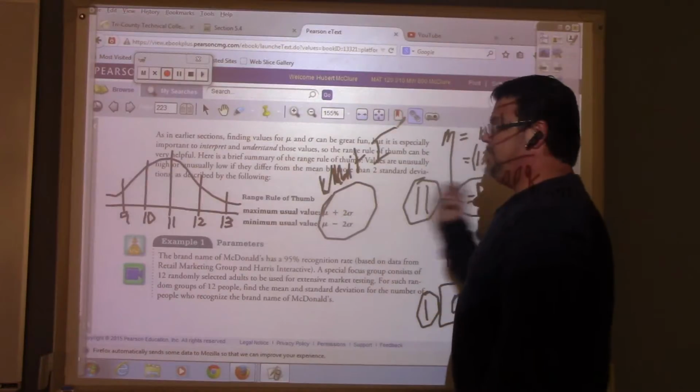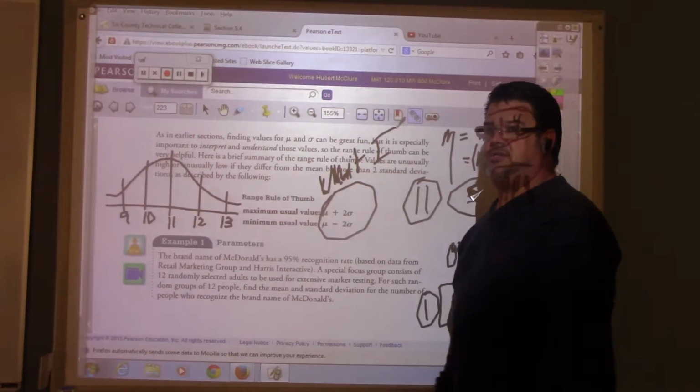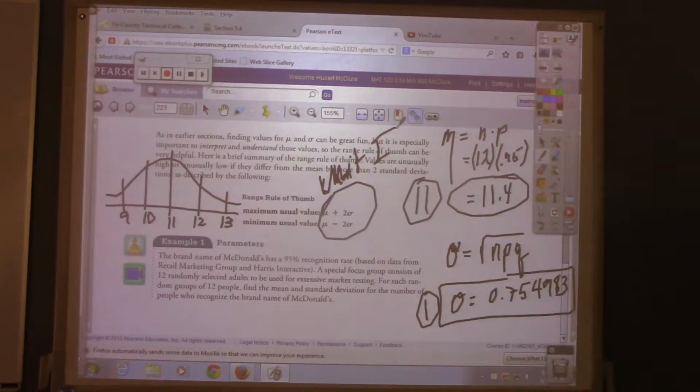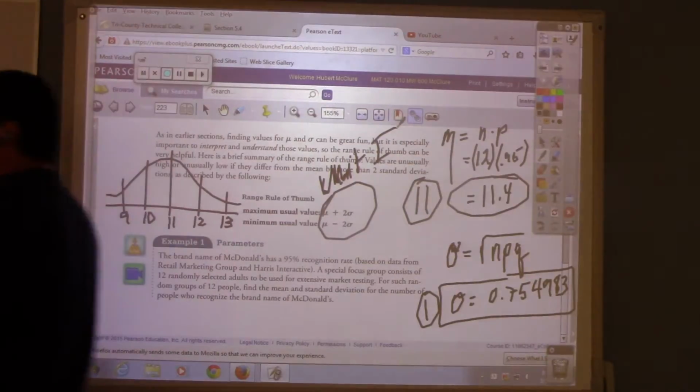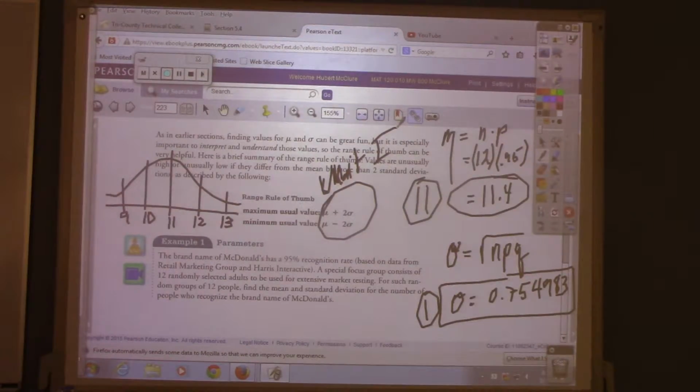Add 2 standard deviations to the right, subtract 2 standard deviations to the left. Now, they might ask you something like, at the end of the question, what is the probability of 15 people knowing, all 15 people knowing what McDonald's logo is? What's that probability? Normal or unusual?